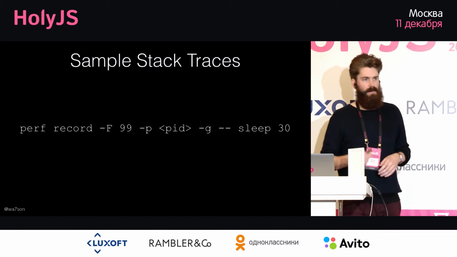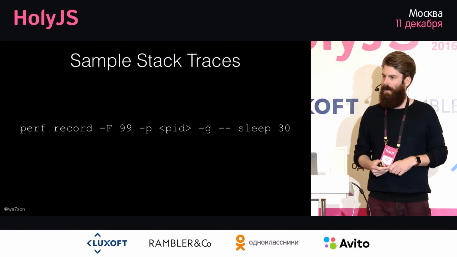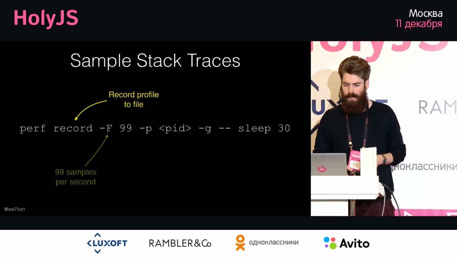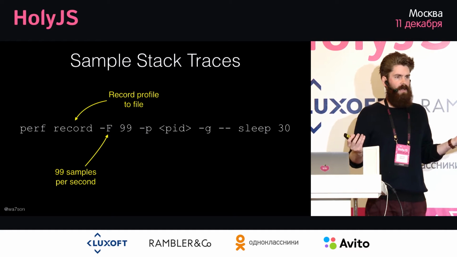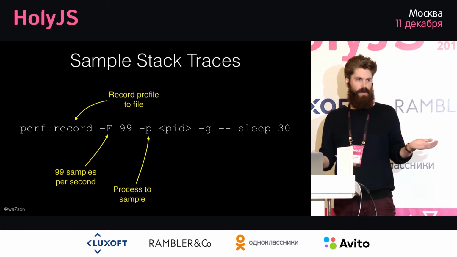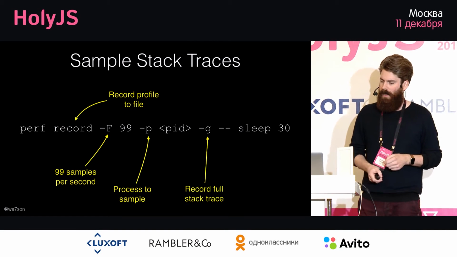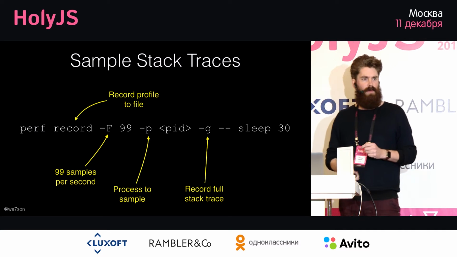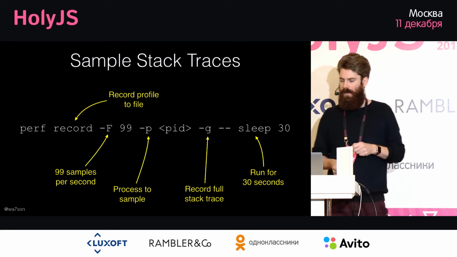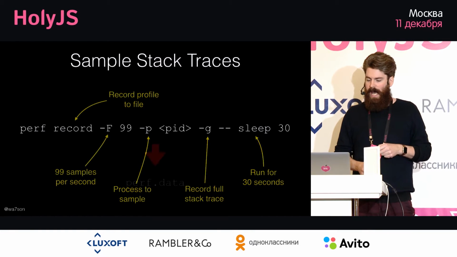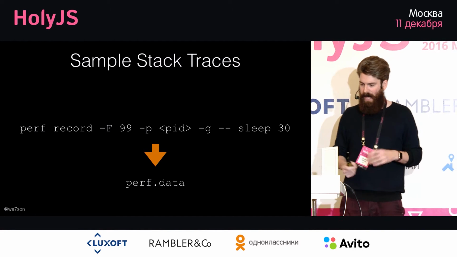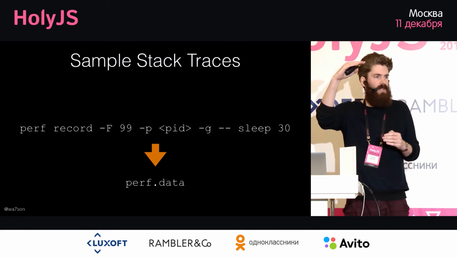So it's really simple. On your production system, you write perf, then you use the command record to tell it to record the profiles to a file. You tell it to, for example, sample at 99 hertz, so 99 times a second it will ask the CPU what it's doing. And you give it the process ID that you want to sample. You tell it to get the full stack trace and not just the top frame. And you tell it to, for example, run for 30 seconds, so that's a reasonable size of sample. And what will happen is it will create a file in your current working directory called perf.data. And perf.data will basically just be a list of all these stack traces that it collected.